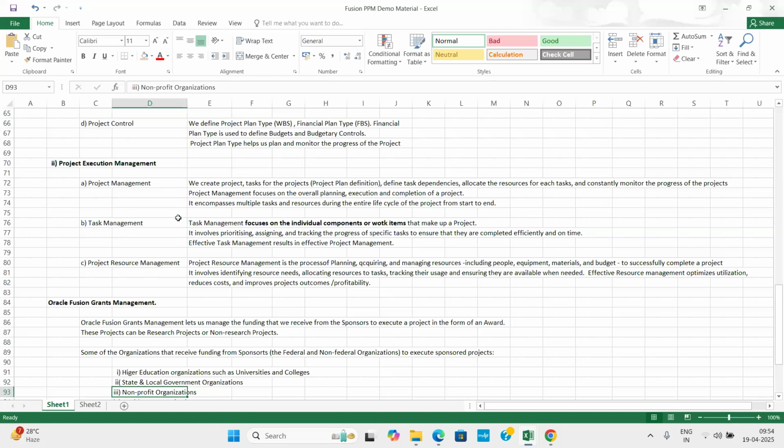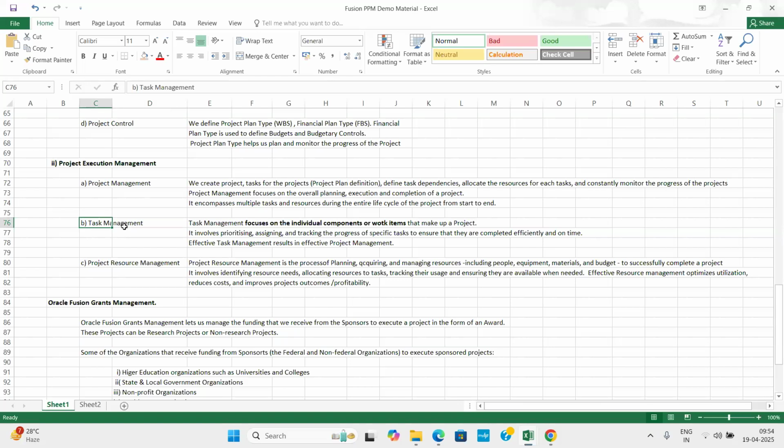To manage the project. Task management, on the other hand, focuses on the individual components or work items that make up a project. As we said, the project is already divided into different tasks. Each task may also depend on other tasks, so dependency tasks will also be there. When you manage the task, you are particularly focusing on that particular task and the resource allocated to the task.